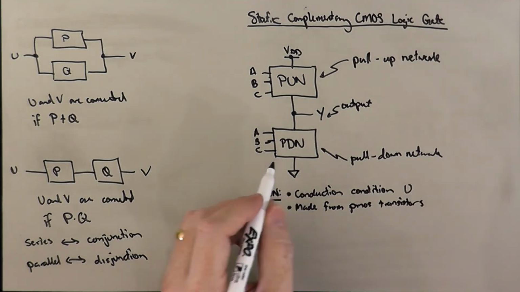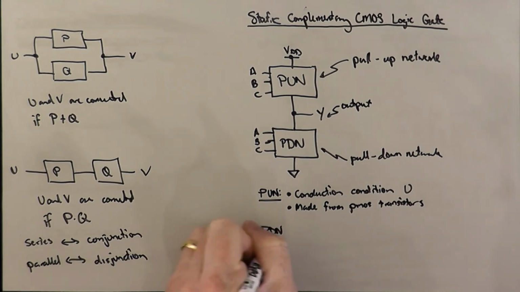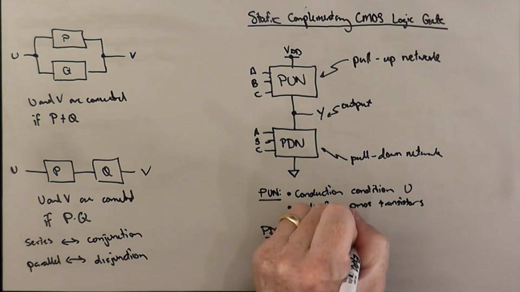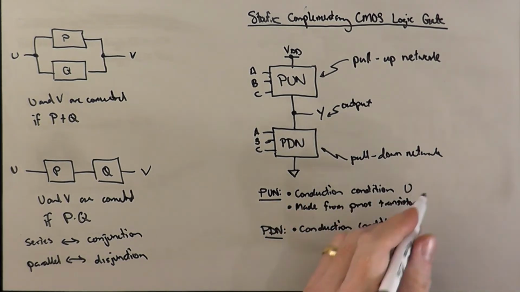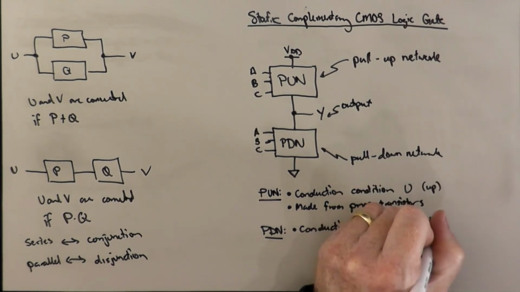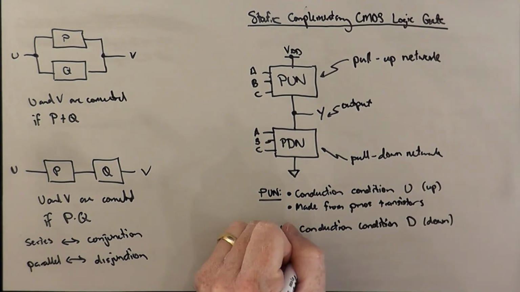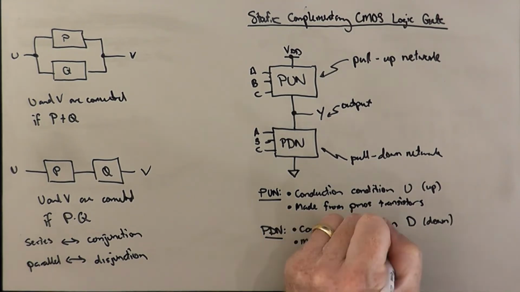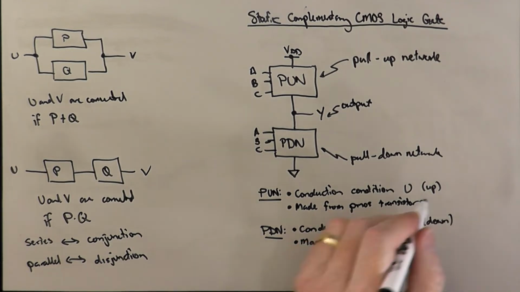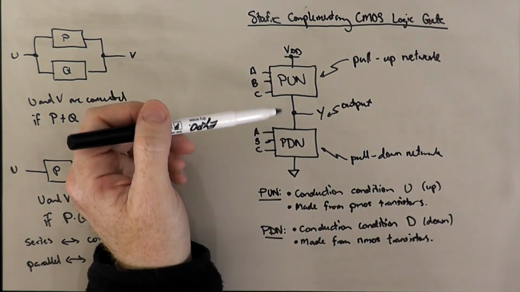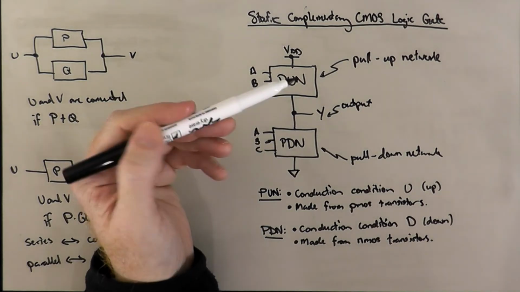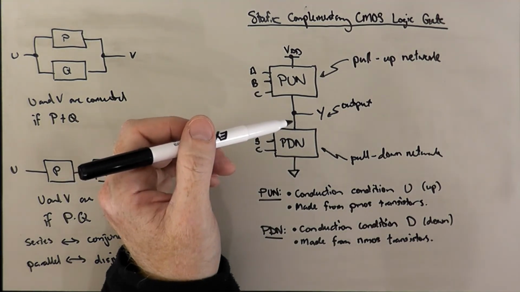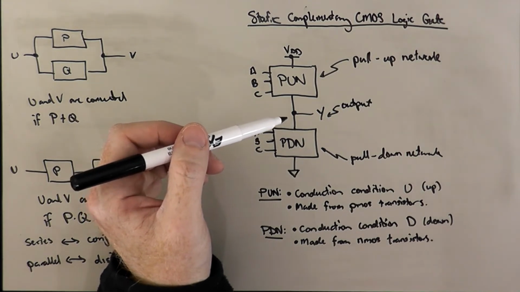And for the pull-down network, we'll call the conduction condition D. So this is up and down. And we're only going to make the pull-down network from NMOS transistors. So again, our discipline that we're adopting for the design of these kinds of gates is that we're only pulling up with PMOS devices and we're only pulling down with NMOS devices. And again, that's something that you're going to be thinking about for post-lab 5 based on your simulated transistor characteristics that you're investigating in lab 5. Okay?